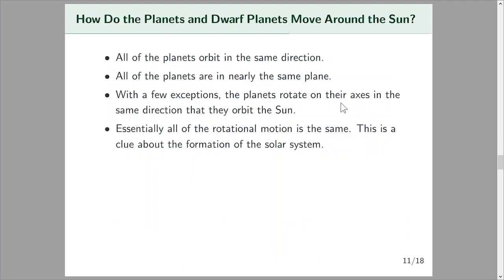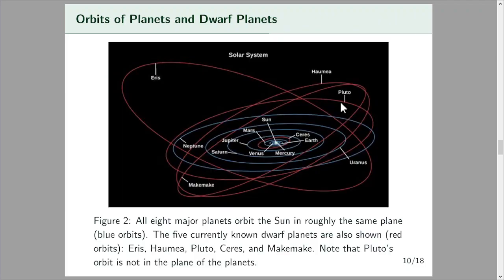So how do these planets move around the sun? All the planets and the dwarf planets orbit in the same direction. So if you're looking at that previous picture, and one planet is orbiting counterclockwise from the angle we're looking at, then they all are. And so that's an important piece of information. Everybody's going around in the same direction. Nobody's going backwards.